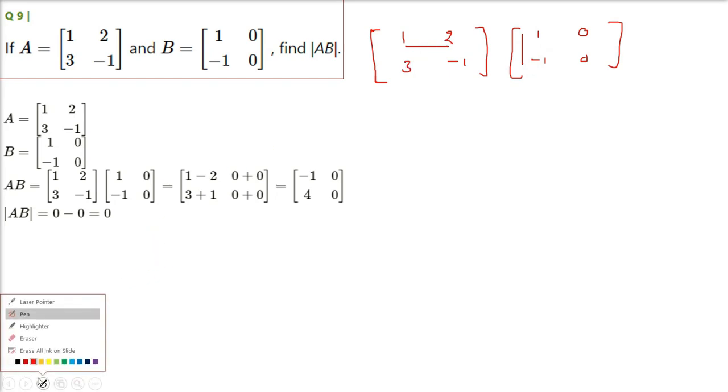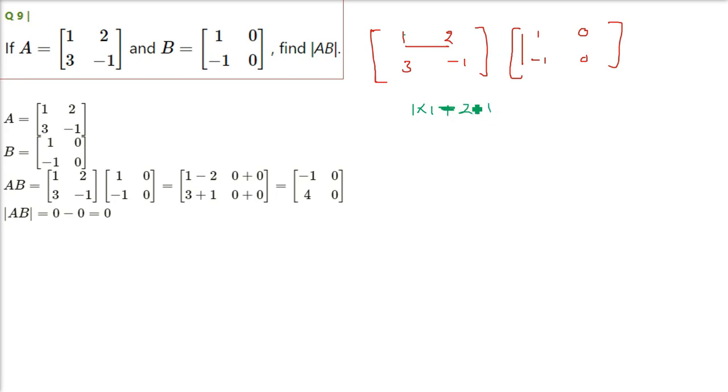Let me just take this one. So 1 into 1 plus 2 into minus 1. So you get 2 into minus 1. First row and second column: 1 into 0, 2 into 0, that is going to be 0 only. Now second row and first column: 3 multiplied by 1 and minus 1 into minus 1. So it will be plus 1, 1 it will be. Now the second row and second column: 3 into 0 is 0, minus 1 into 0 is 0, 0 you get. So 1 minus 2 this will be, it is negative 1. 3 plus 1 is 4, 0, 0 you will get.